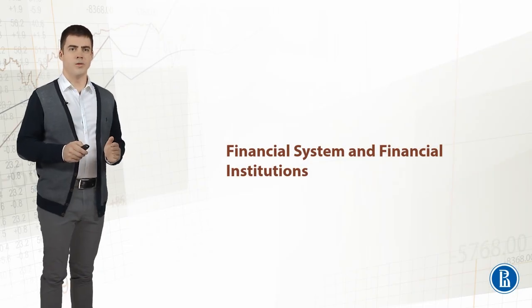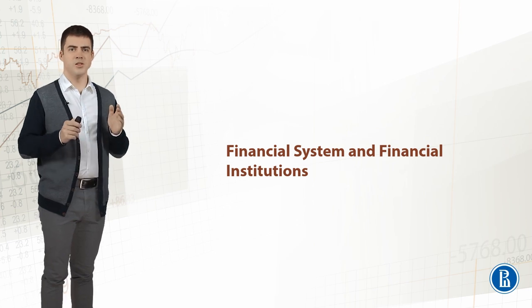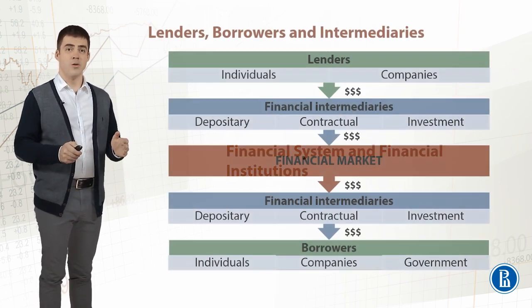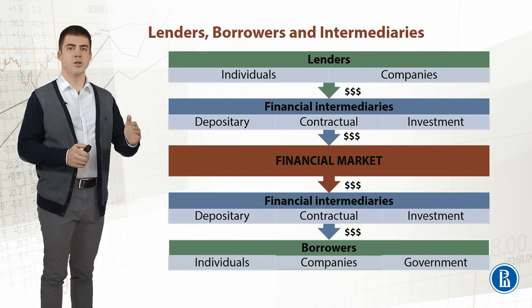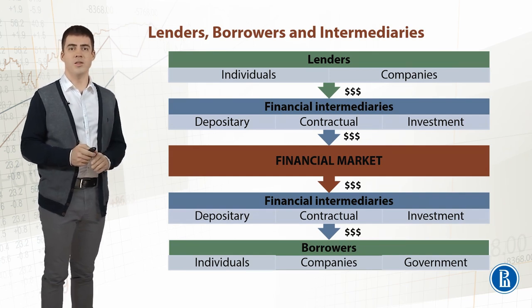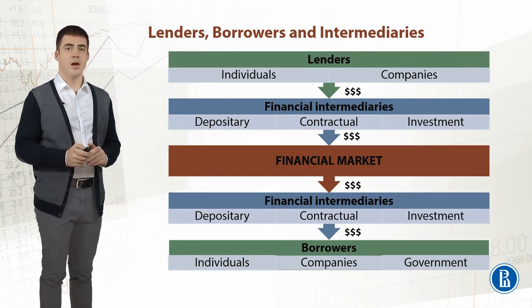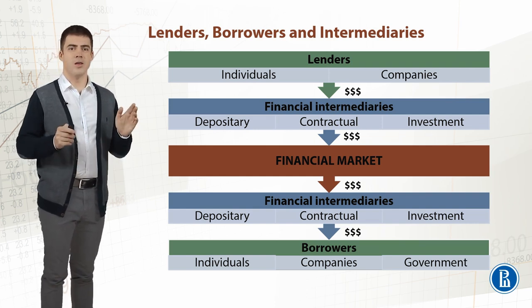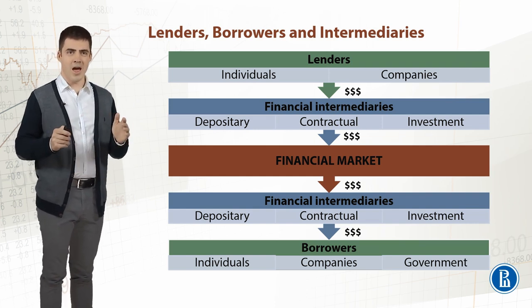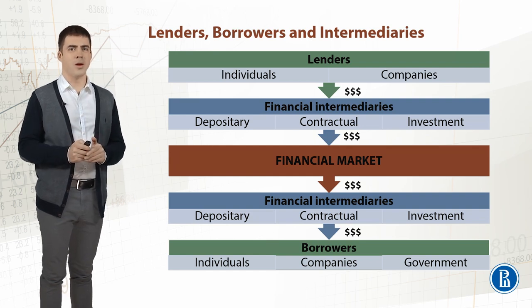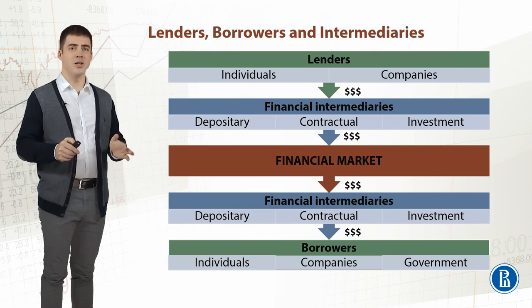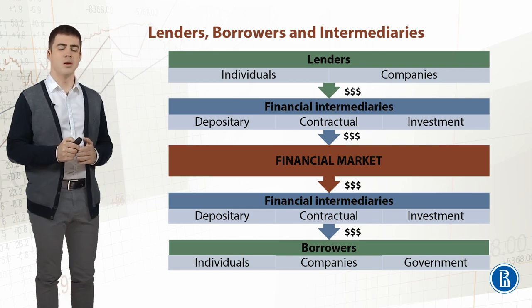The main goal of a financial system is to provide channeling of financial resources from lenders to borrowers in the most efficient way. However, as I have previously noticed, those lenders and borrowers can act either directly or indirectly, with the relative proportion of indirect financing increasing from year to year.